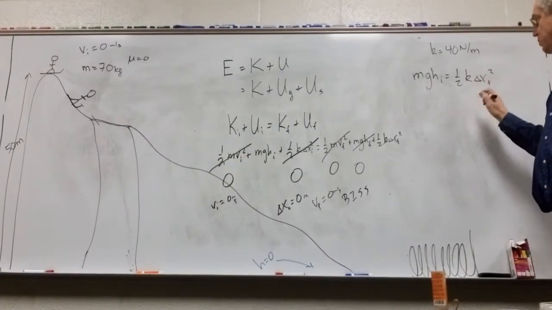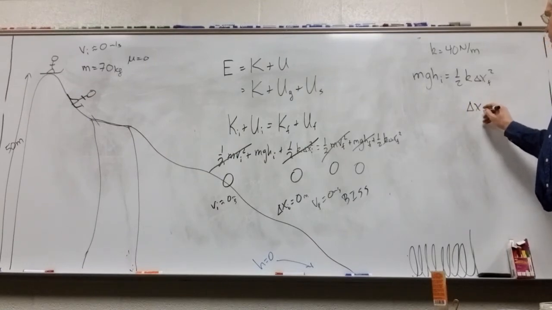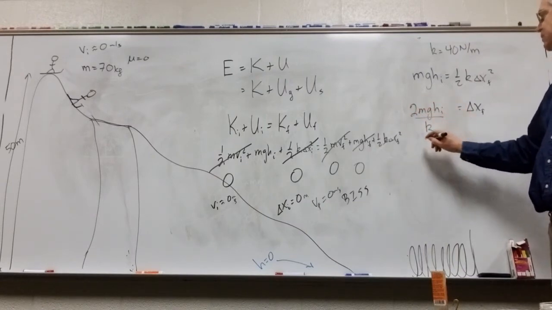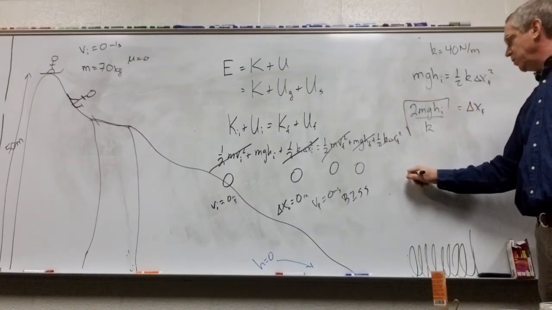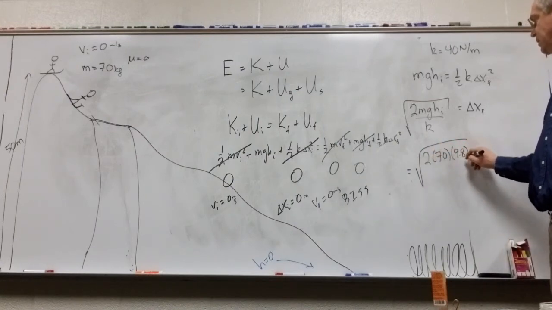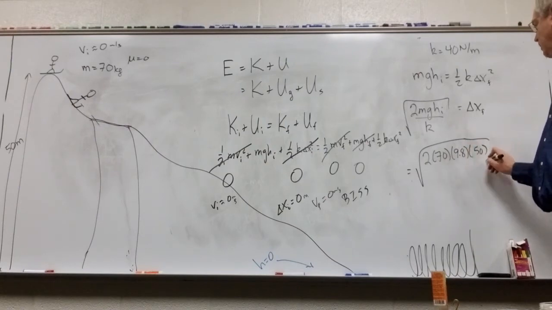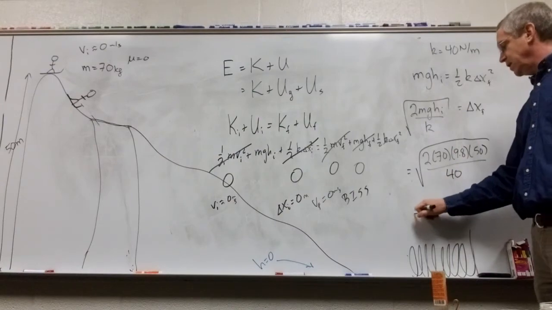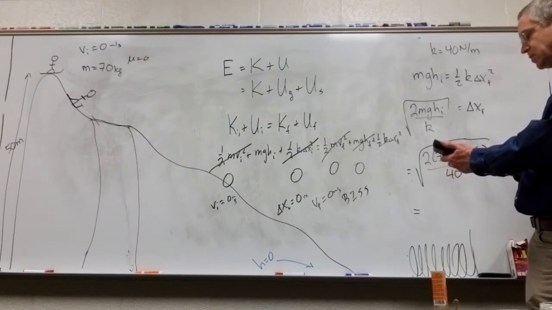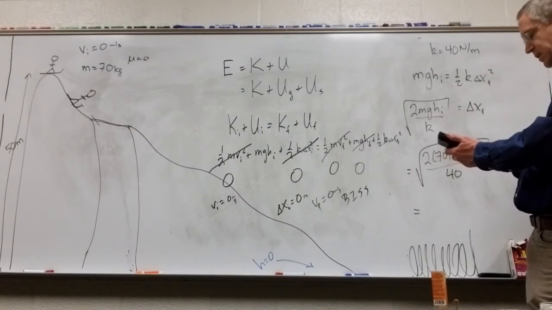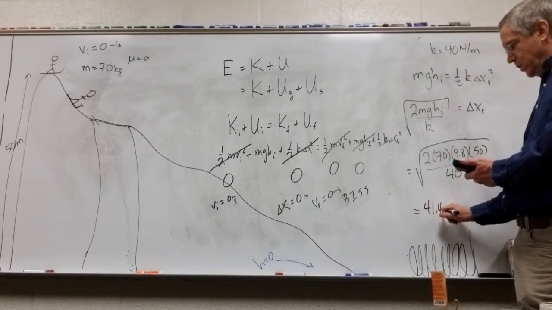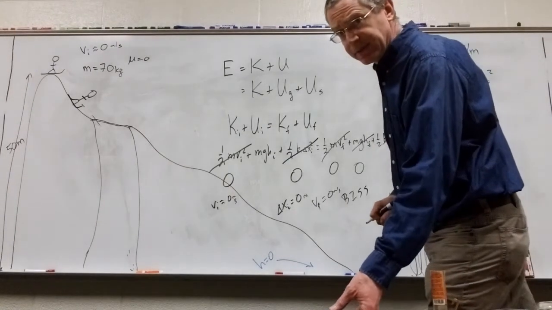We're trying to find the amount that was compressed, and so delta x final equals the square root of 2 mgh initial over the spring constant. And so what we're left with is the square root of 2 times his mass, 70, times g, 9.8, times the initial height, 50, over our spring constant, 40. And so now it becomes a calculator exercise. So 2 times 70 times 9.8 times 50 divided by 40, square root, and I get 41.4 meters. That's how much the spring compresses.